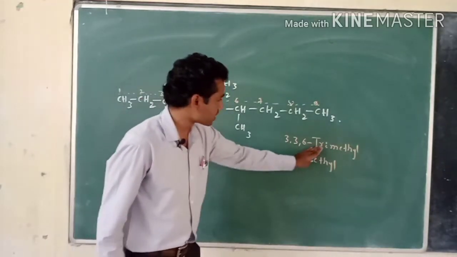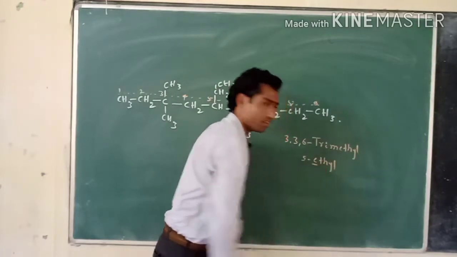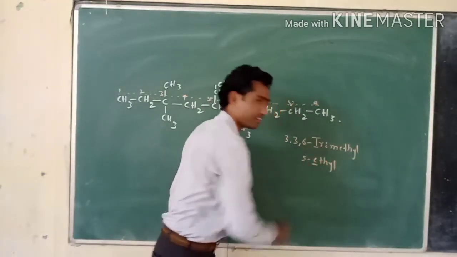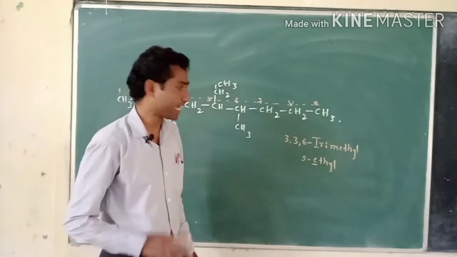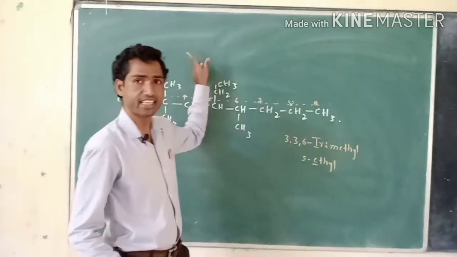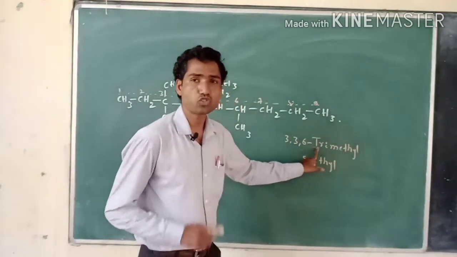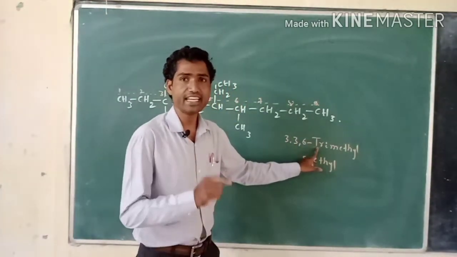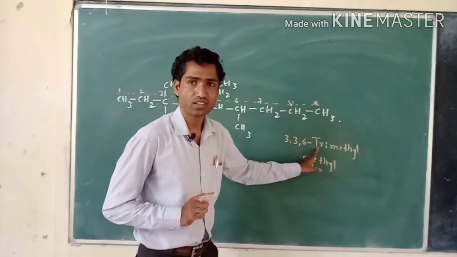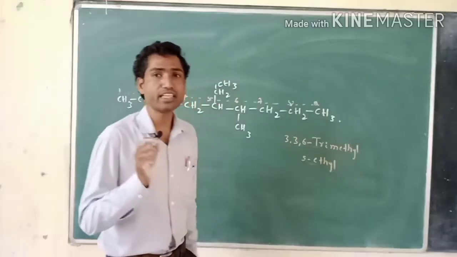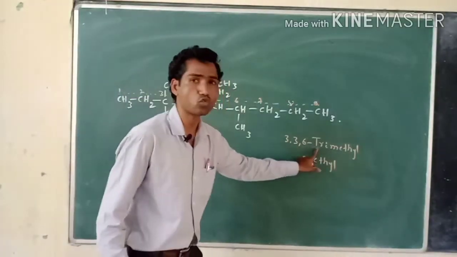So according to this, by looking at these two names, E comes first compared to T. That is what we guess. But actually what the rule says is, you are not supposed to consider di, tri, tetra, etc. in alphabetizing the substituent names. That is what the rule is.